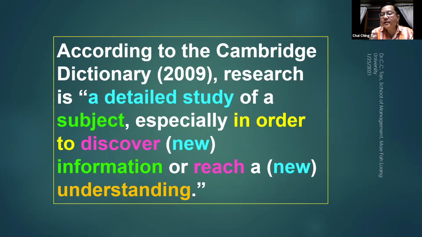In the space sense, in the time sense, in the environment sense, in the relationship sense, in the rational sense, in the cognitive sense, in the emotional sense, and all the details. Research is a detailed study of a subject, especially in order to what? To discover new information. And again, where does information come from, as I told you? Data. And you have to collect the data.